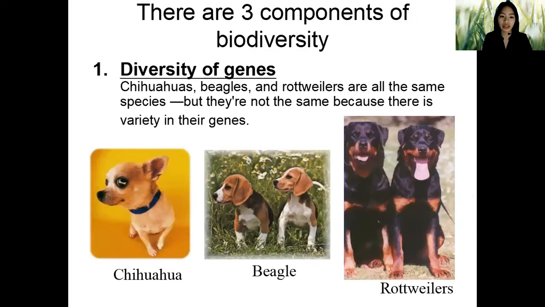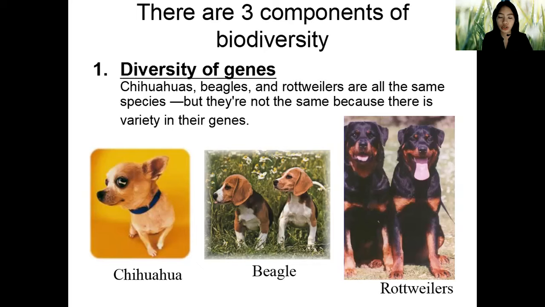First is the diversity of genes. Chihuahuas, beagles, and rottweilers are all the same species, but they are not the same because there is a variety in their genes. So in here, they are called dogs, right? But they have different genes. So the Chihuahua has different genes, the beagle has different genes, and also the rottweilers.